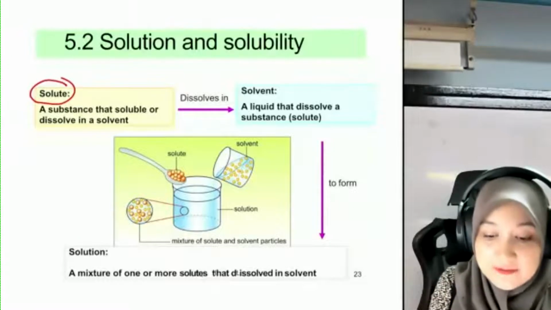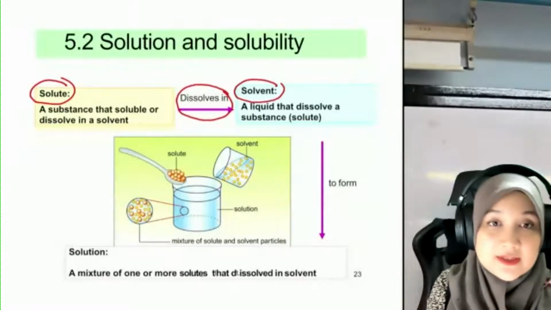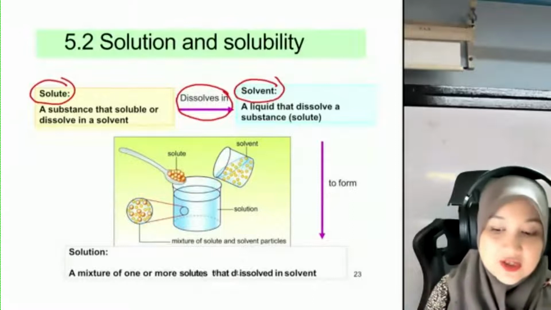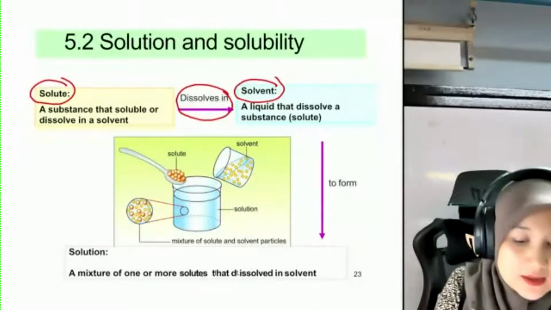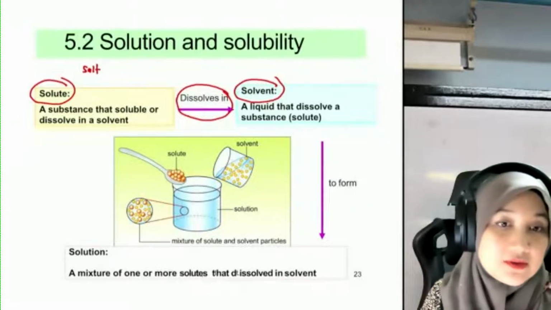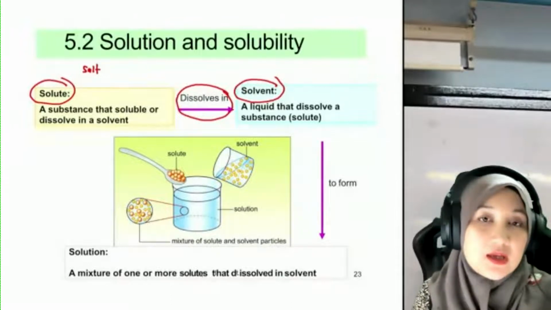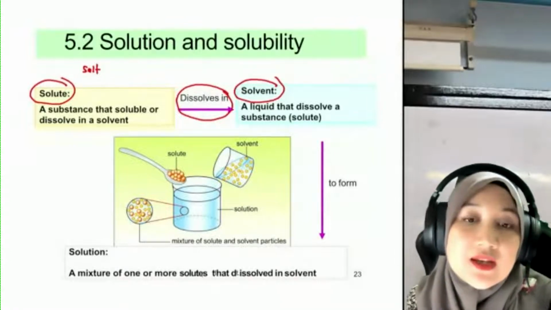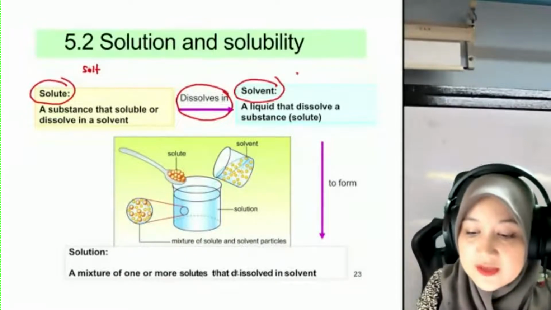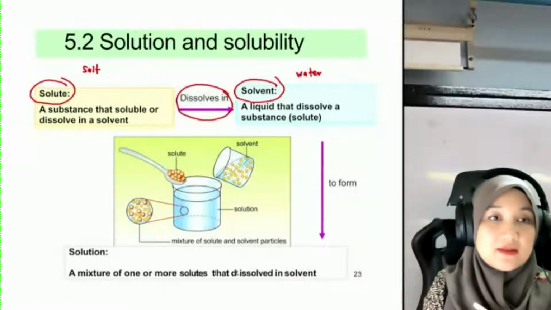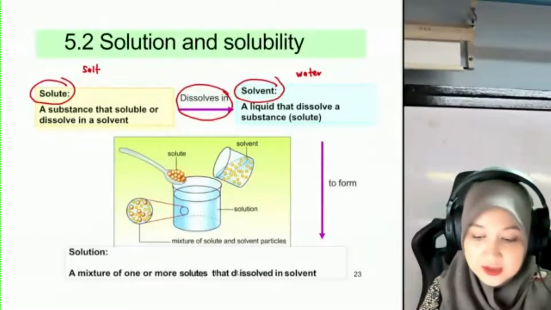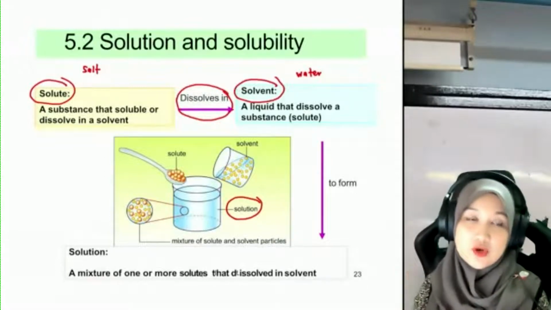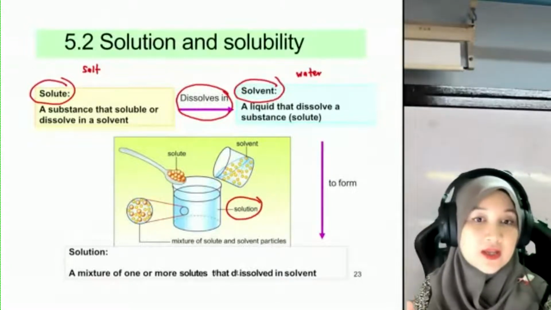As it dissolves, it will form a solution. So what is solvent? Solvent is a liquid that dissolves a substance. For example, here the salt is the solute that is added to the water, and the water is the solvent, a liquid that dissolves a substance. So as salt dissolves in water, it will form a solution. Solution is the combination of salt and water, meaning it is the combination of solute and solvent.